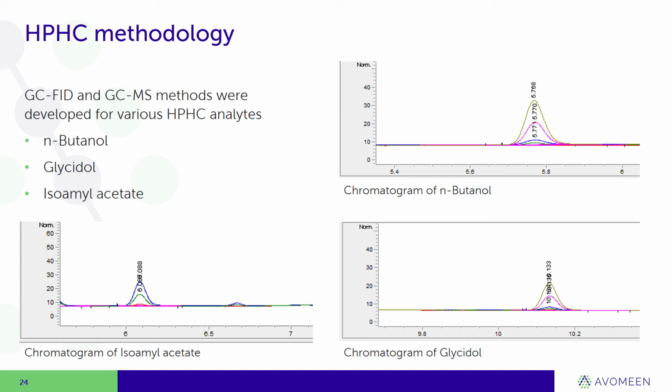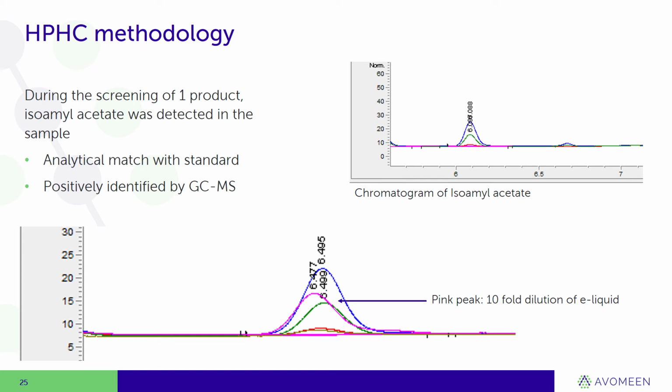Again, when we were screening some of these compounds in our method development and method validations, in one of the products we detected isoamyl acetate. What we did is we confirmed with a standard that it was isoamyl acetate by GCMS. What we saw and noted is one of these products contained isoamyl acetate, which is a chemical on the HPHC list.